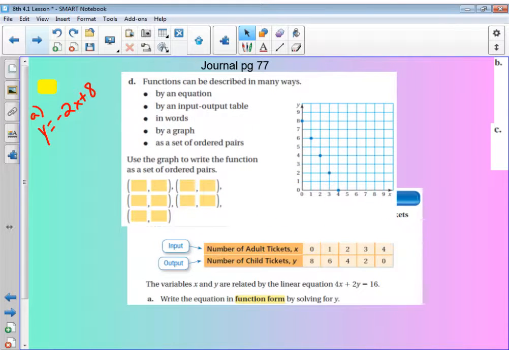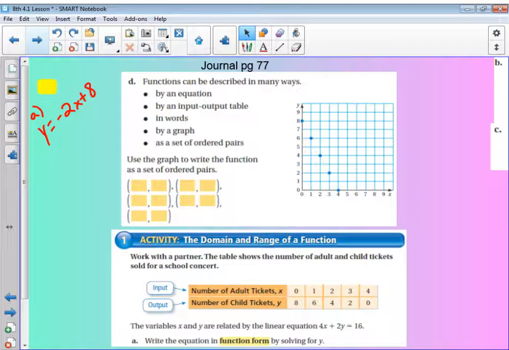And letter D. Letter D says functions can be described in many ways. They can be described as an equation, like we did here. Here's an equation of our function. They can be an input-output table, something like this. They could be written in words, using that word problem format. They could be described as a graph, so here's an example of a graph, or a set of ordered pairs. It says use the graph to write the function as a set of ordered pairs.